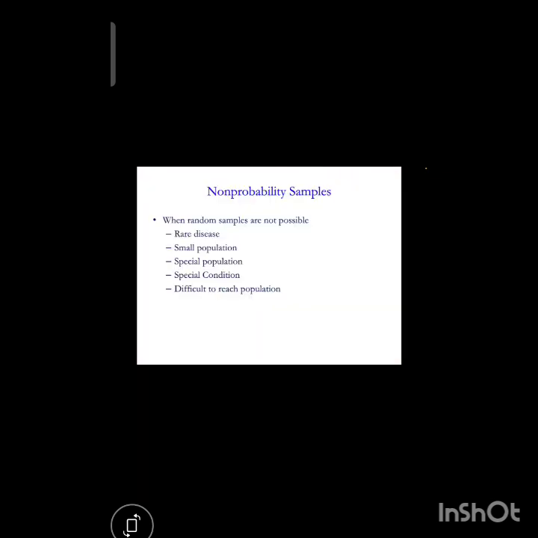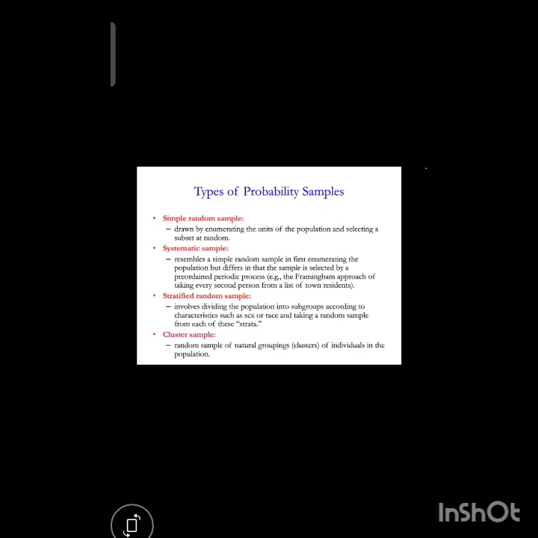Probability versus non-probability. Non-probability samples are used for a rare disease or a small, specific population, like patients who are suffering from some rare disease; you can choose them. Probability sampling is the more common one, it is the gold standard and has a scientific basis, and you need to use methods like simple random sampling, systematic sampling, or stratified sampling.